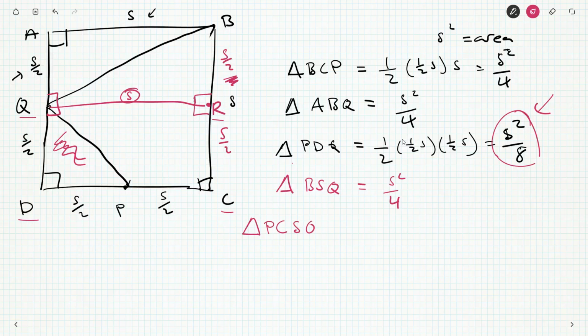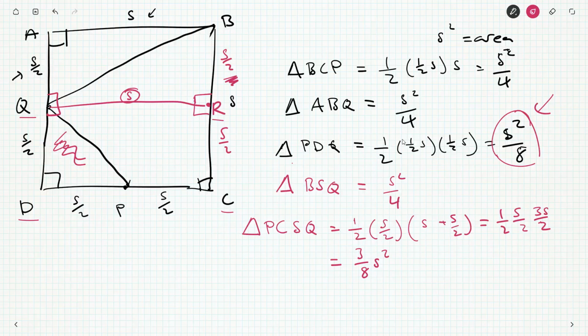PCSQ is 1/2 the height, which is S over 2, times the sum of the parallel sides, which is S plus S over 2. So this is 1/2 times S over 2, times 3S over 2, since S plus S over 2 is 3S over 2. So we get 3/8 S squared.